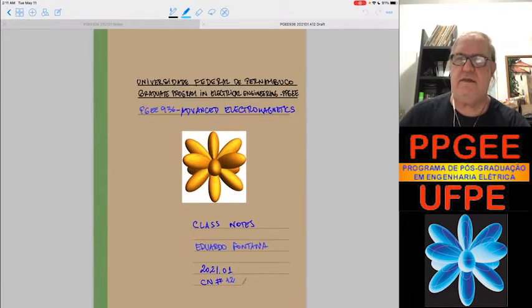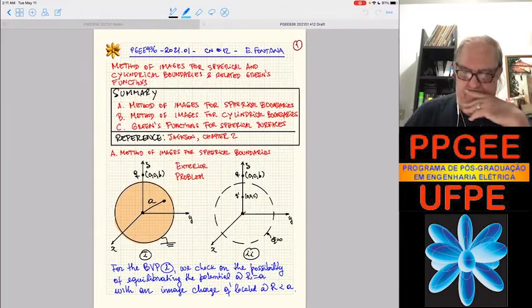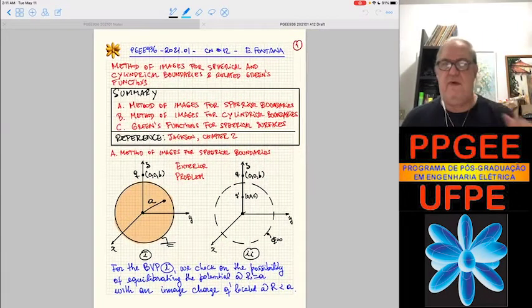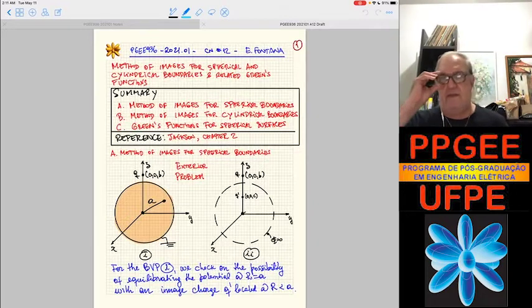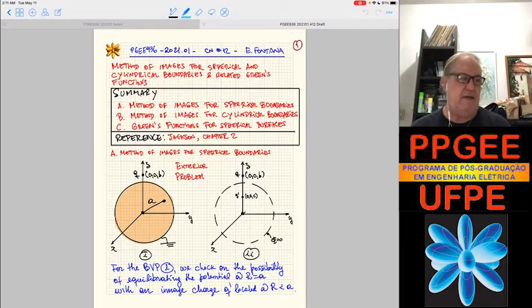Let's start our lecture number 12, and we will continue talking about the method of images now. Previous class we spoke about method of images for planar boundary, the charge distribution close to this boundary.